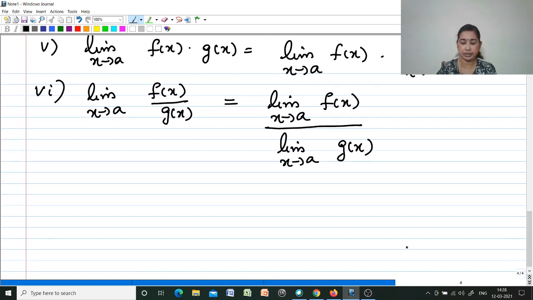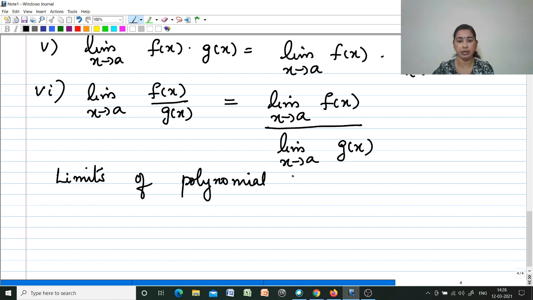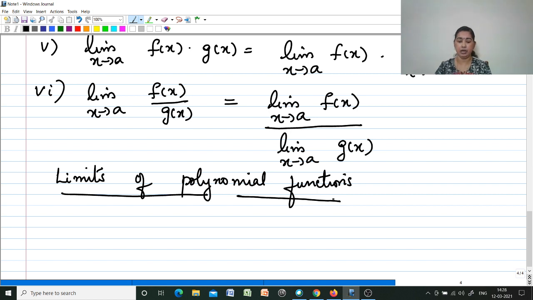Okay, now next is limits of polynomial functions. So how to apply a limit for a polynomial function? I'll show you one example, a textbook example itself. Find the limits of the following.